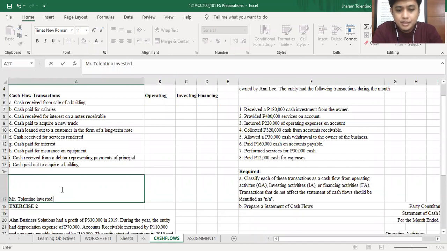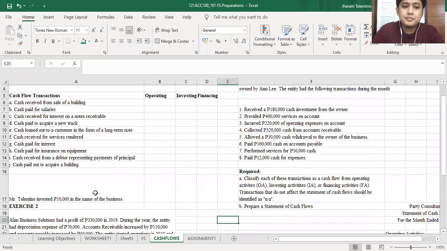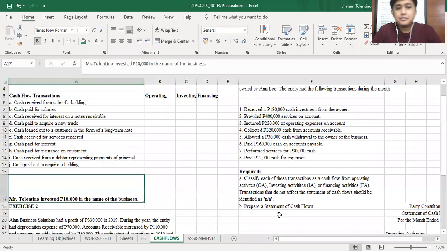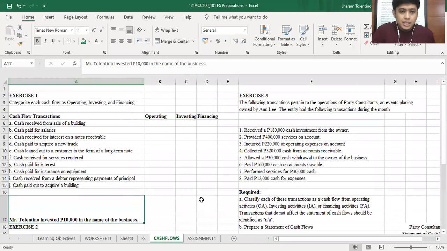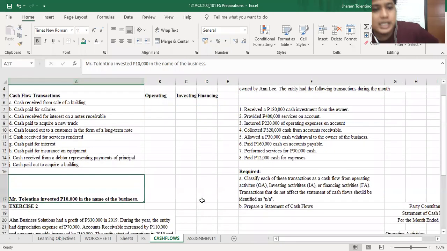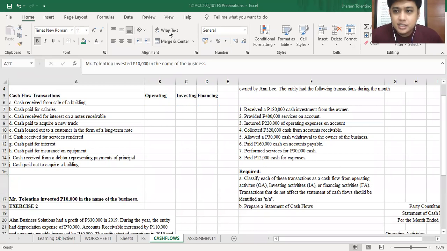Mr. Tolentino invested 10,000 pesos in the name of the business. Yan yung pinaka-basic, di ba? Na transactions natin. Pinakauna. Question, anong klaseng activity yan? Is it operating activities, investing activity, or a financing activity? Mr. Tolentino invested 10,000 pesos in the name of the business.